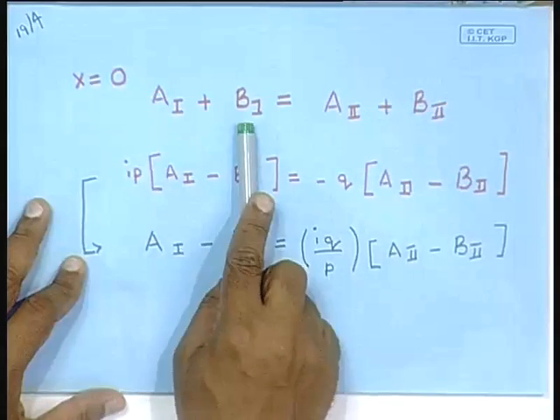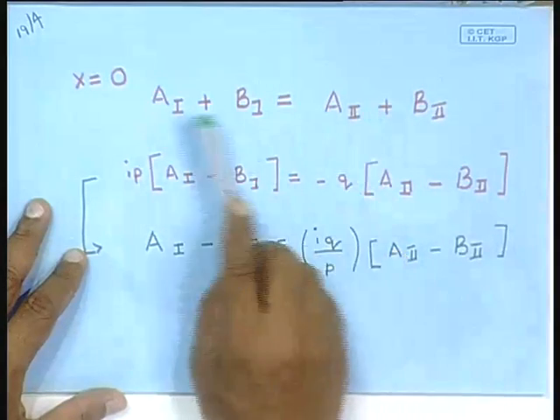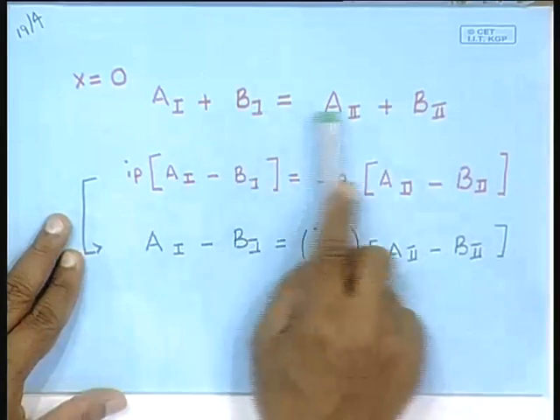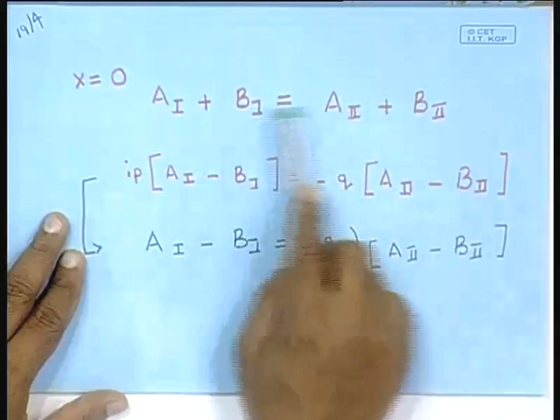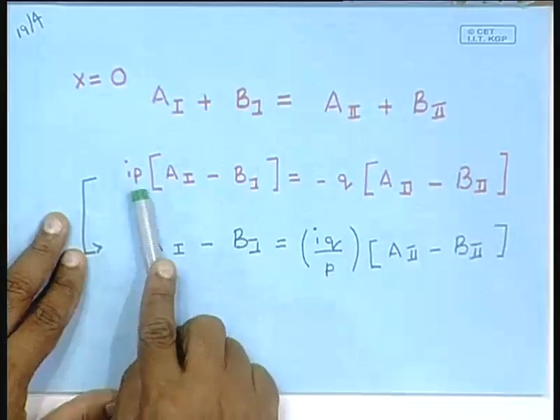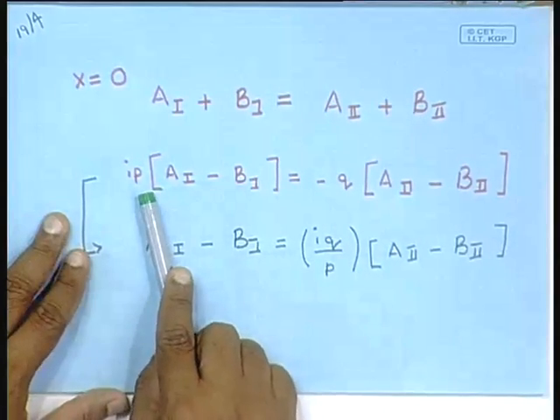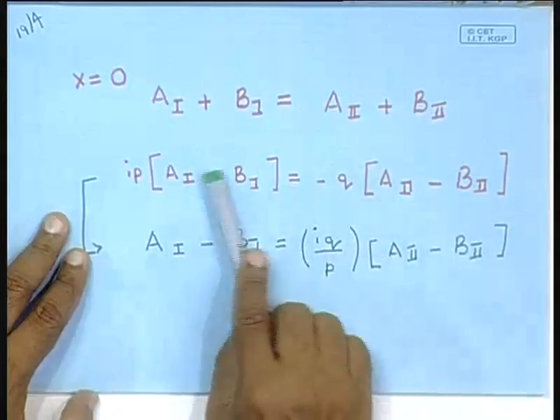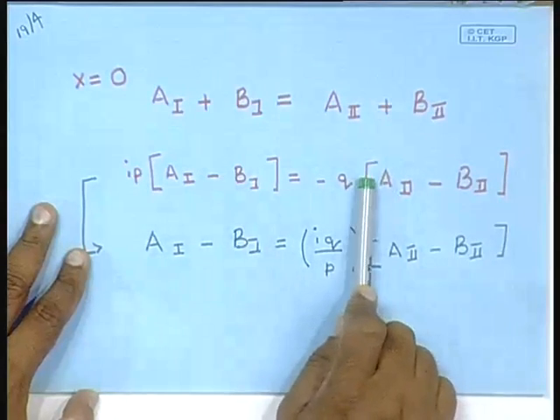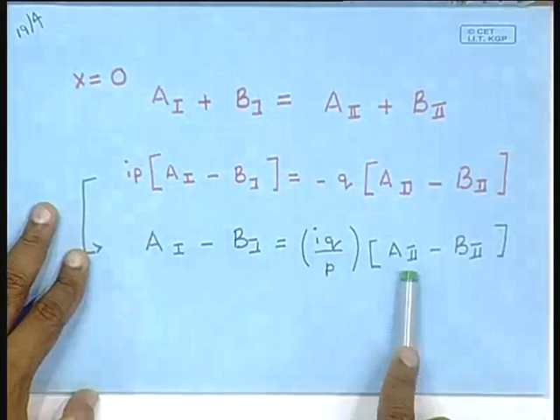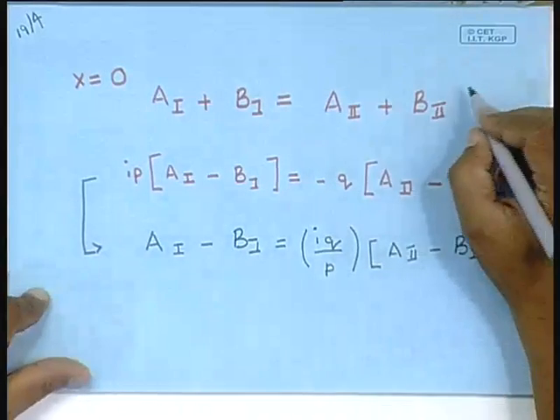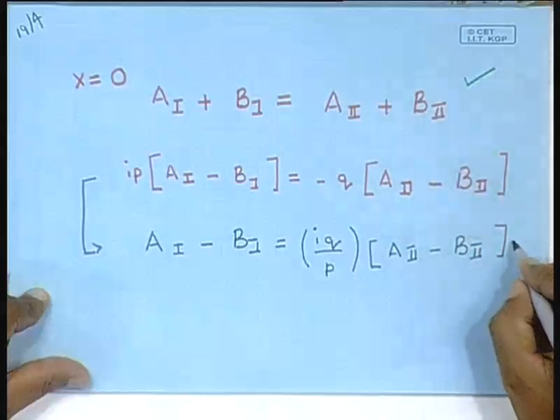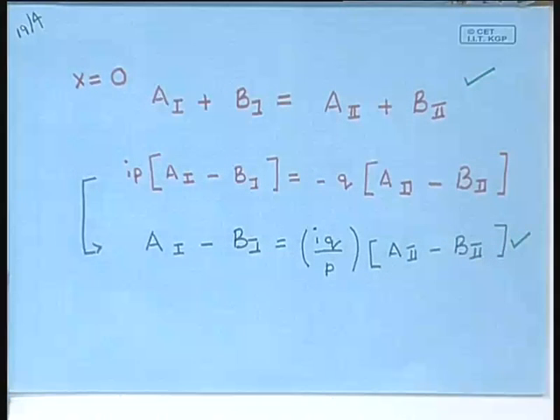So, at x equal to 0, this is the condition from the equality of the wave function on the two sides, the fact that the wave function should be continuous across the boundary, and this is the condition from the fact that the first derivative should be continuous across the boundary. We have simplified this and written it in this way. So, these are the two boundary conditions that we get at the boundary x equal to 0.